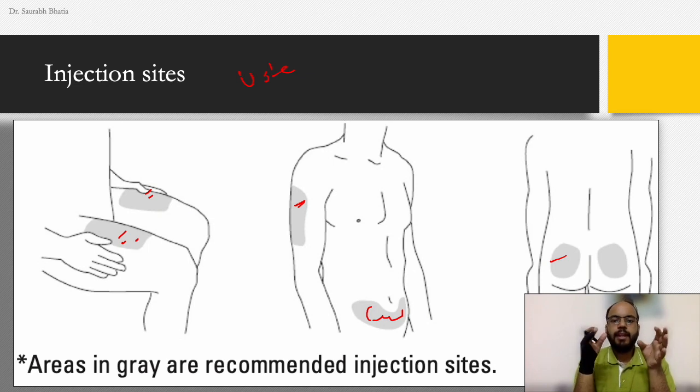Now remember that you have to give 300 milligram Secukinumab. So in 300 milligram Secukinumab, you have to give 2 injections of 150 each. So you have to use 2 different sites. So one leg, other leg. Keep on rotating the sites every time you inject.